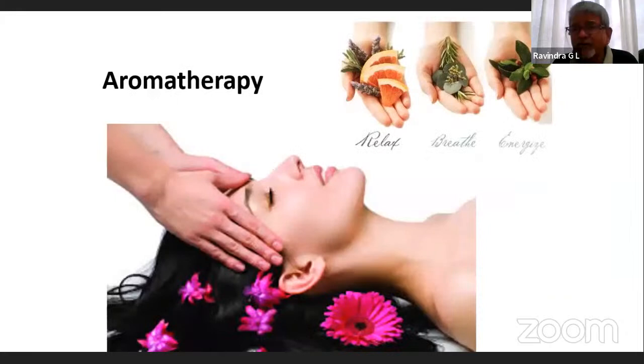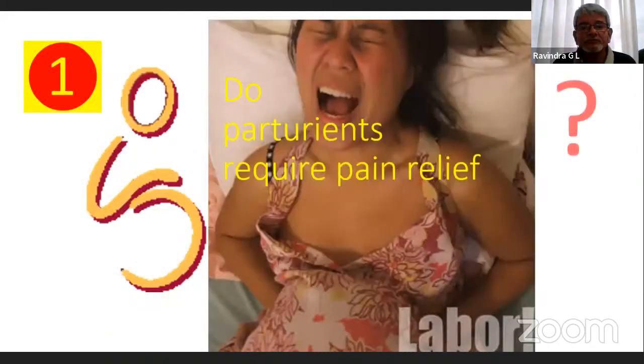Aromatherapy. Different aromas from tulsi, some oranges, many aromas are being used. And again, all of them probably act by diverting the individual's mind from labor pains. So they probably act very well in the early stages of labor pains, but when the real intensity of the labor pains increases, they usually fail.